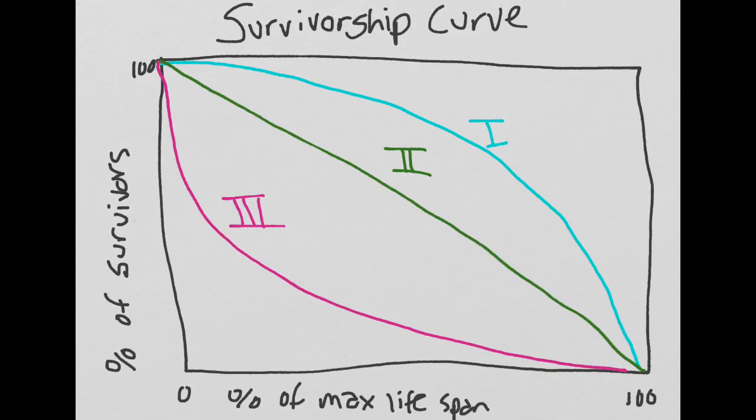So, just as a quick review, type 1, not as likely to die at the beginning of life, but as the species ages, it's more likely that they die. Type 2, very equal chance all throughout life, very consistent that they will die. And type 3, at the beginning of life, very high risk of death, but later in life, it's a lot more comfortable.